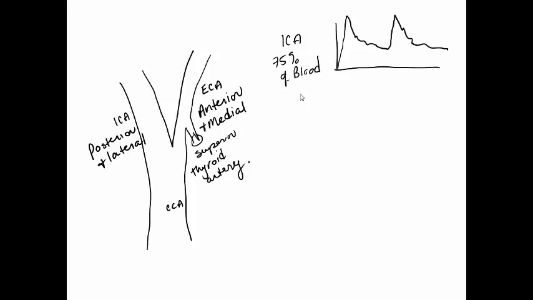So it is a low resistance waveform because it is feeding a low resistance arterial bed, our brain. Again, broader systolic peak, lots of end diastolic flow, lower pulsatility, and is monophasic. The ECA receives 25% of the blood supply from the CCA.